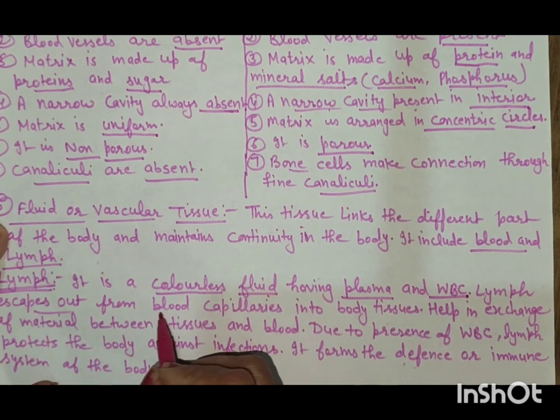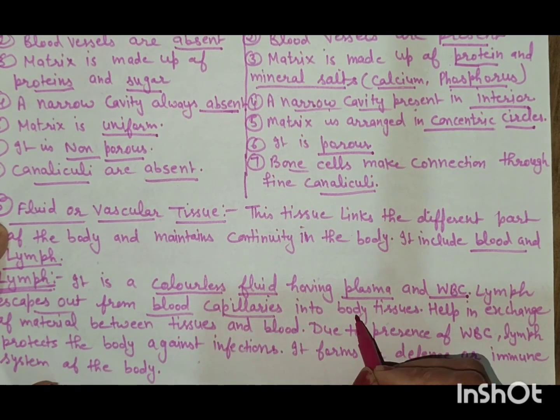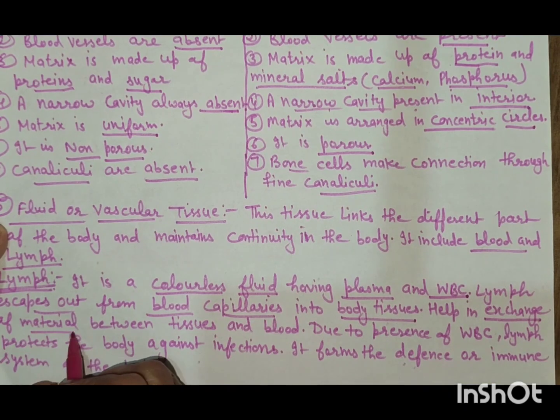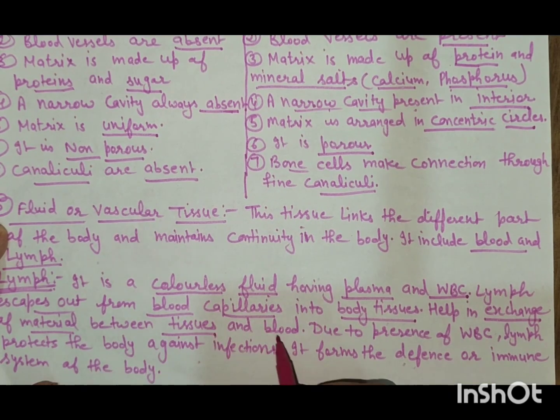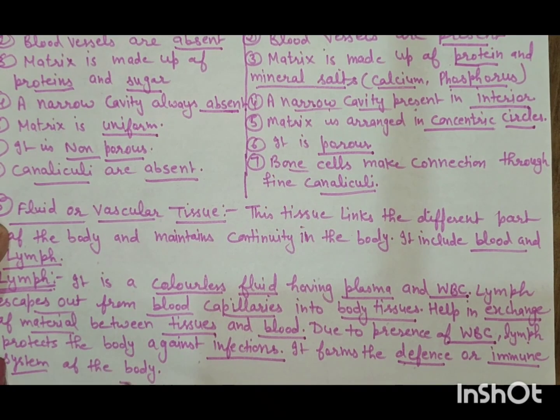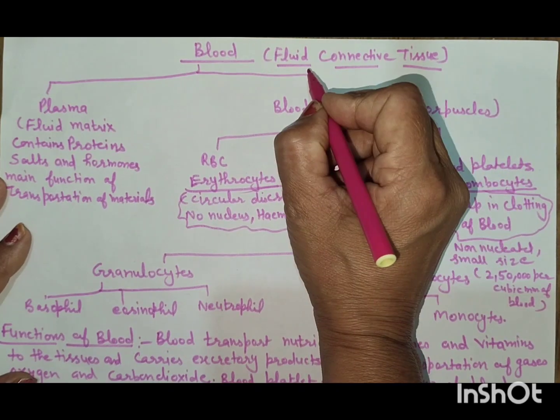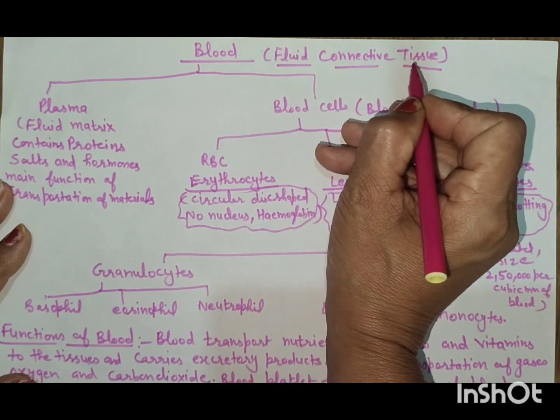Lymph escapes out from the blood capillaries into the body tissues. It helps in the exchange of material between the tissues and the blood. Due to the presence of WBC, lymph protects the body against infections. It forms the defense or immune system of the body. Blood is a fluid, or liquid, connective tissue.